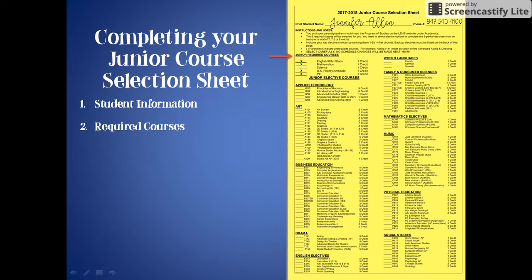So you have English 3, Mathematics, Science, U.S. History, and PE. For English, Math, Science, and U.S. History, you'll be placed based on teacher recommendation and your semester 1 grade.